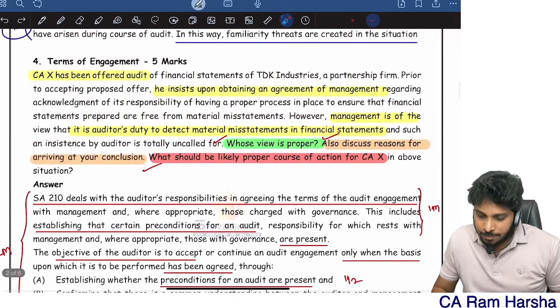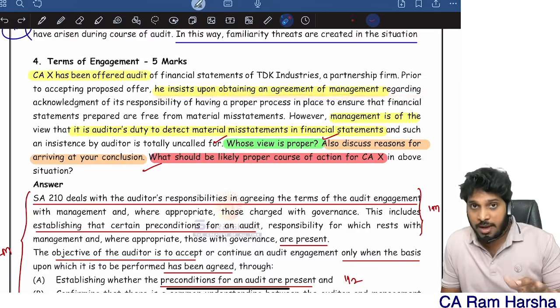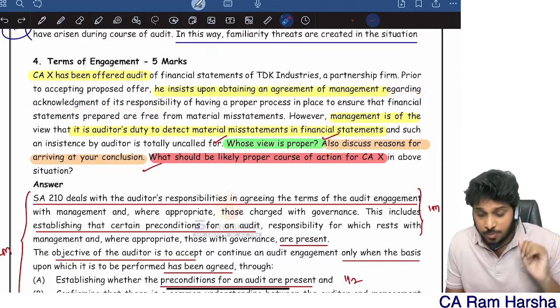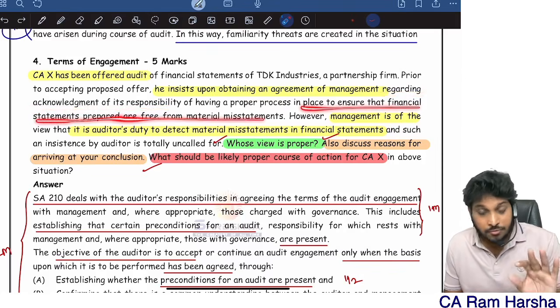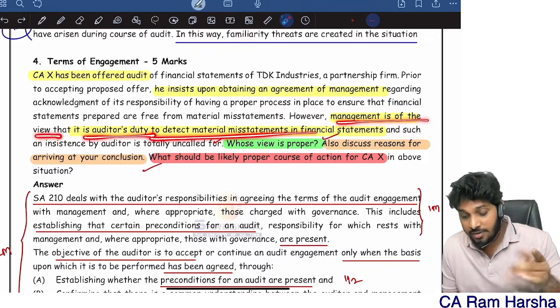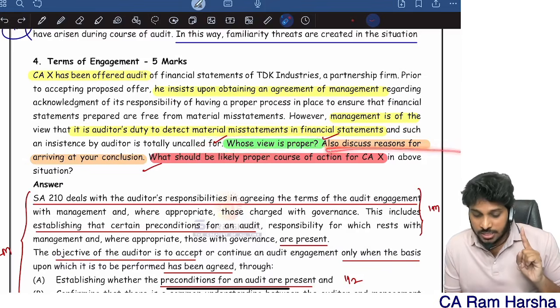Now here, what is happening? The auditor is insisting upon getting an agreement of the management. Management has to agree regarding acknowledgement of responsibility to ensure financials are free from misstatements. However, management is of the view that it is the auditor's duty to identify all the mistakes in the financials. Whose view is proper? One question. Also discuss reasons for arriving at it.